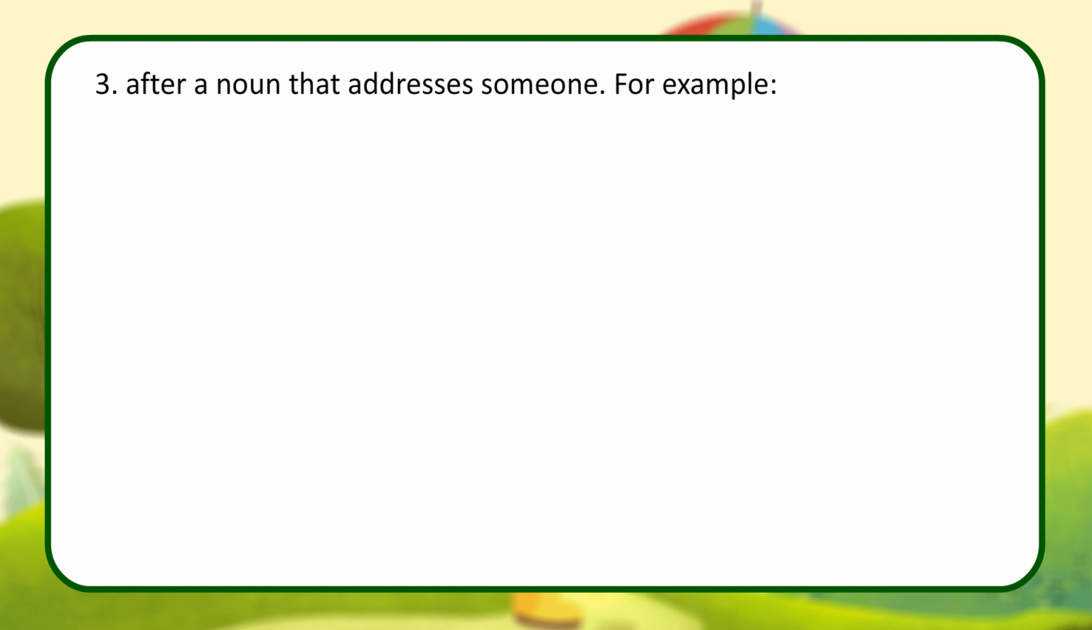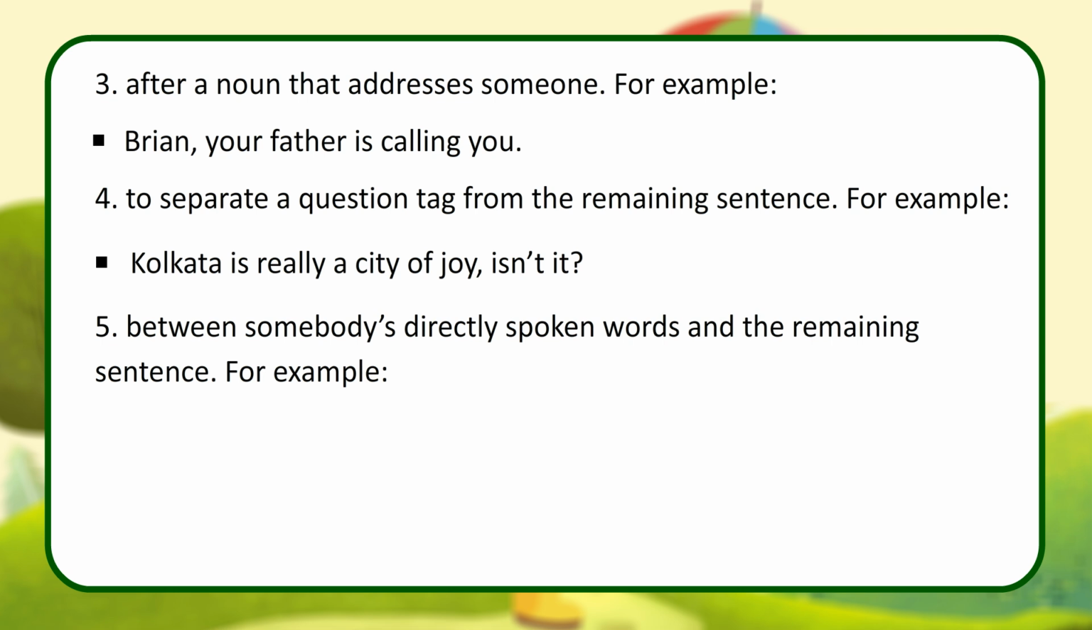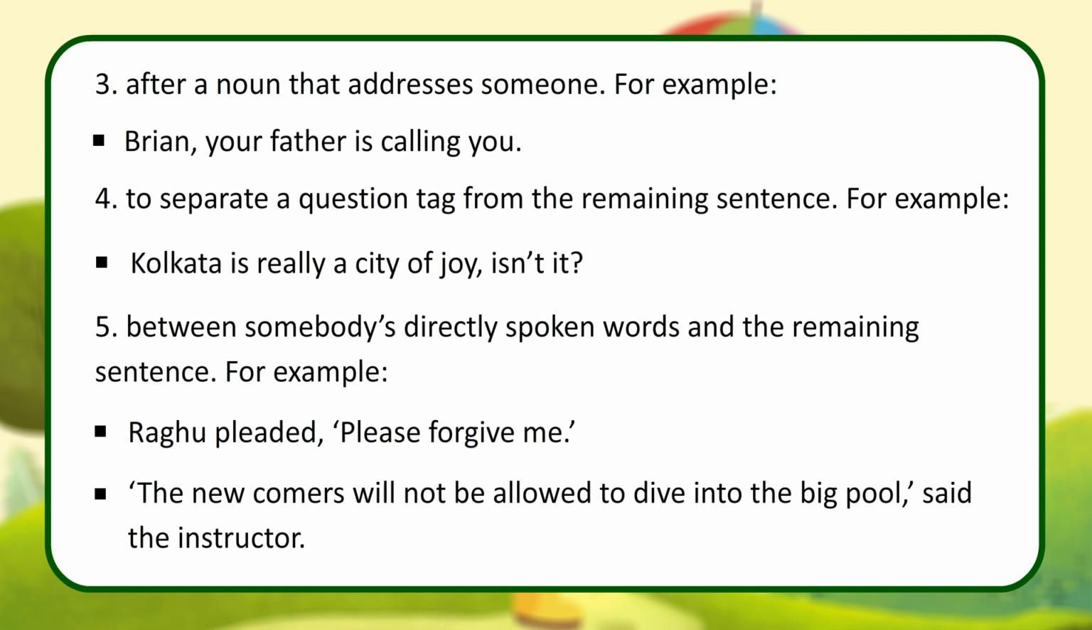3. After a noun that addresses someone. For example, Brian, your father is calling you. 4. To separate a question tag from the remaining sentence. For example, Kolkata is really a city of joy, isn't it? 5. Between somebody's directly spoken words and the remaining sentence. For example, Raghu pleaded, "Please forgive me." "The newcomers will not be allowed to dive into the big pool," said the instructor.